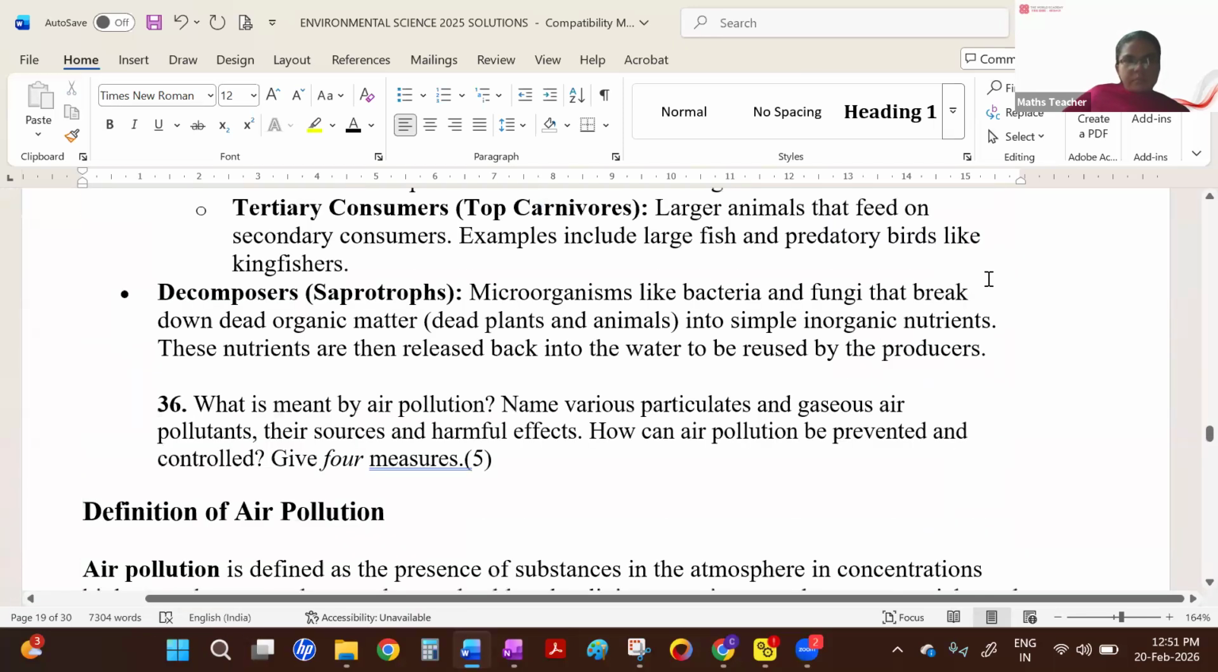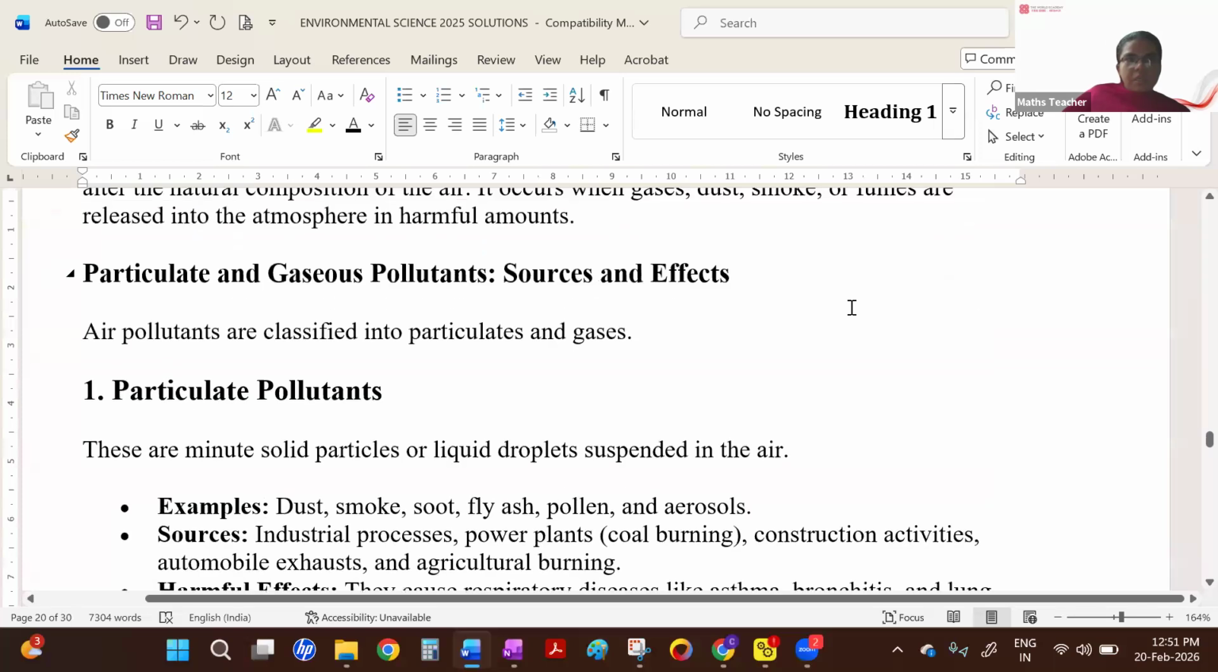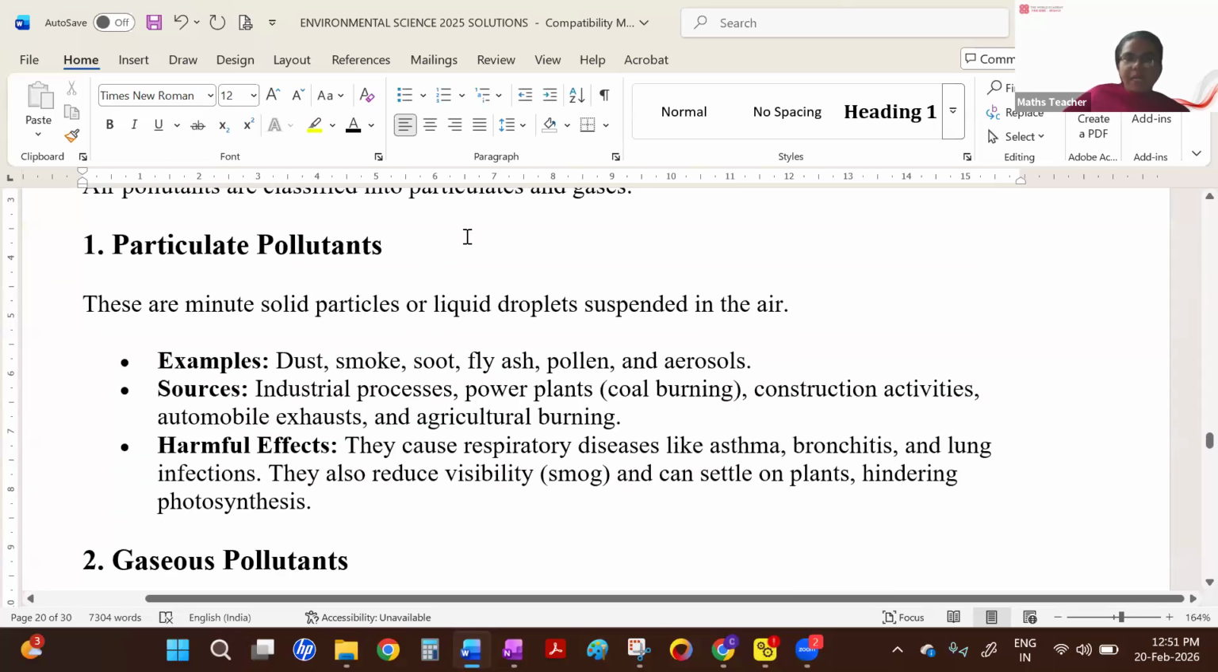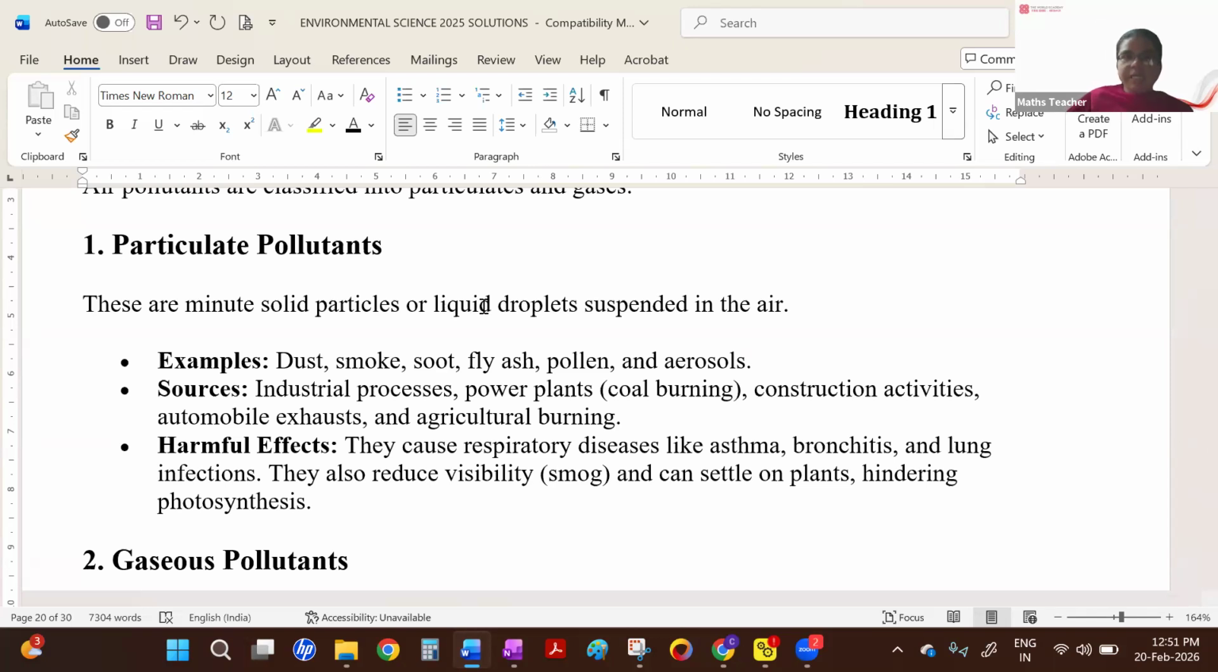Okay. So what are the main pollutants? The first one is particulate pollutants, particles. What are the different particles? Dust. We have dust, smoke, soot, fly ash, pollen, and aerosols. So all of these are the particles that are present in the air which pollute it.